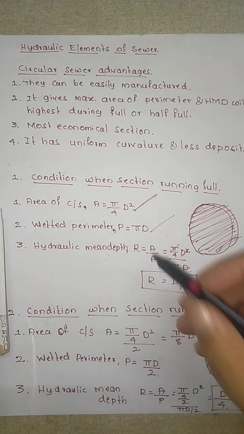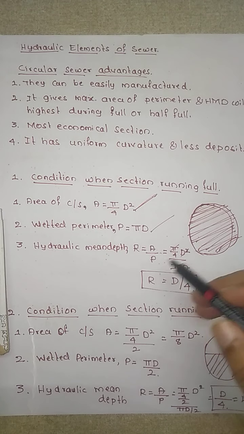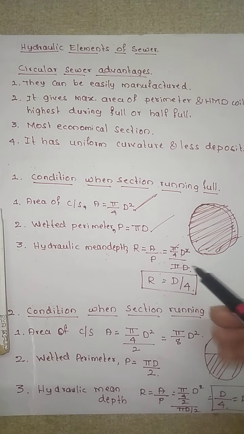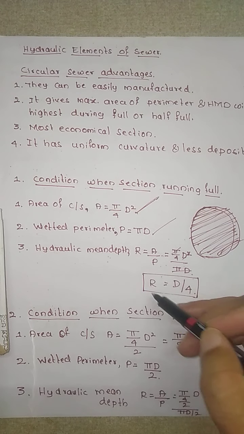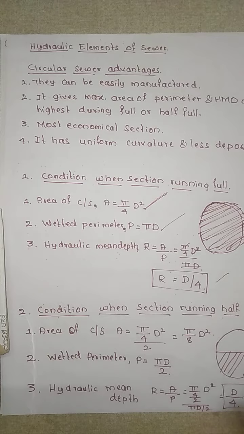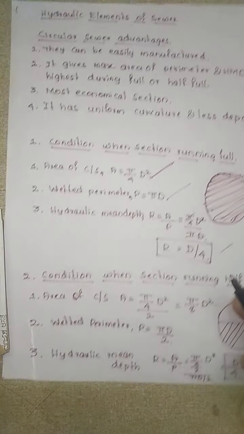Then hydraulic mean depth is calculated by area of cross section divided by wetted perimeter. So pi by 4 into d square divided by pi d. Pi d gets cancelled, and what remains is d by 4. So hydraulic mean depth is d by 4. These are just the formulas that we are going to see.